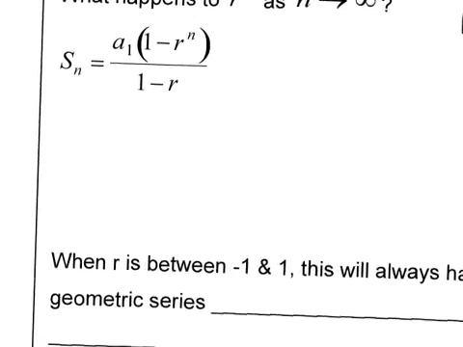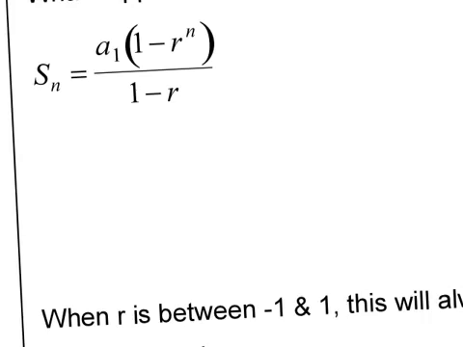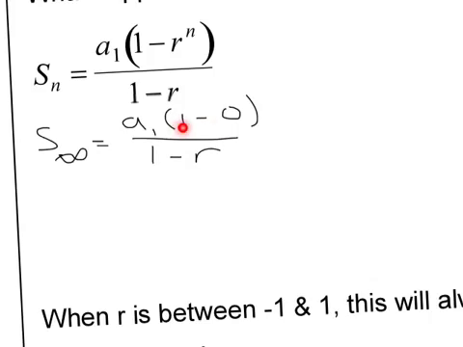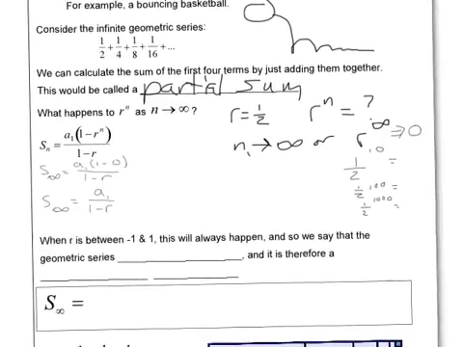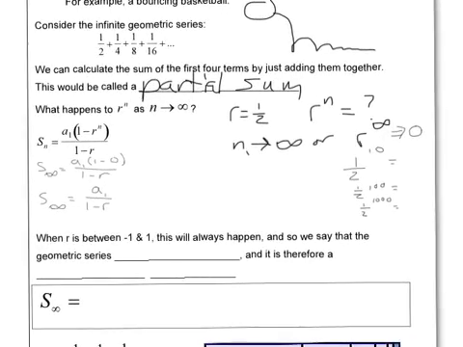Well, then let's take a look at our equation. If r to the n ends up equaling 0 when we get to infinity, then that would leave us with a sub 1 times 1 minus 0 over 1 minus r. And 1 minus 0 is just 1, and 1 times anything is just itself, so then we would have the sum of infinite terms equals the first term over 1 minus r. Well, awesome.